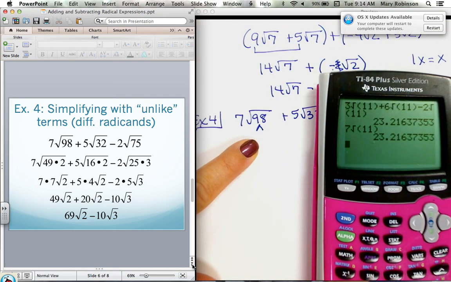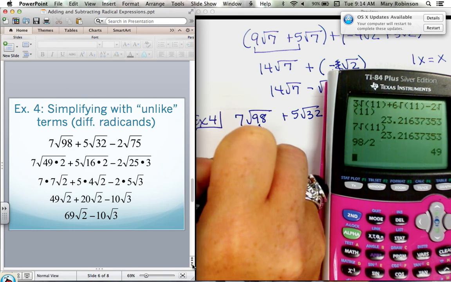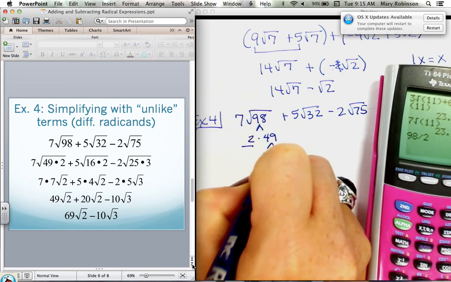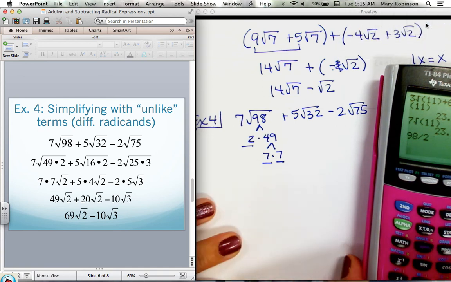Now, like I taught you yesterday, if you have an even number, you can always divide by 2 to start simplifying. When we do, we get 2 times 49, and 49 breaks down to 7 and 7. Notice, like yesterday, I'm underlining in my factor tree when I get to a prime factor.